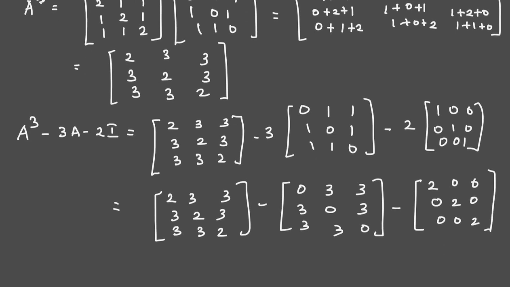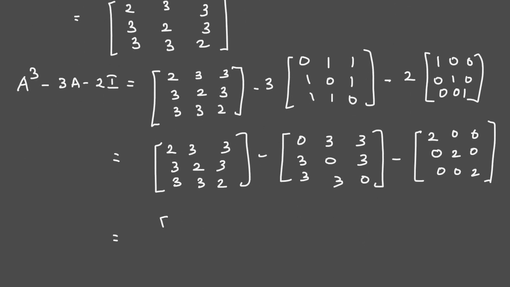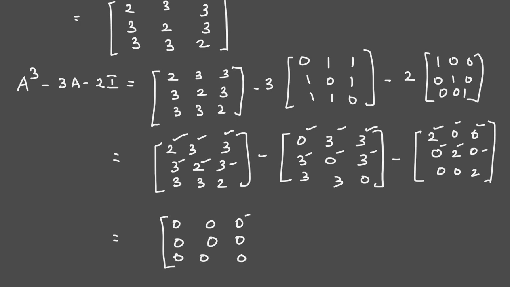Now this is equal to: first element 2 minus 0 minus 2 gives us 0. Next 3 minus 3 minus 0 gives us 0. 3 minus 3 minus 0 gives us 0. Similarly 3 minus 3 minus 0 gives us 0. 2 minus 0 minus 2 gives us 0. 3 minus 3 minus 0 gives us 0. Last row similarly gives us 0.